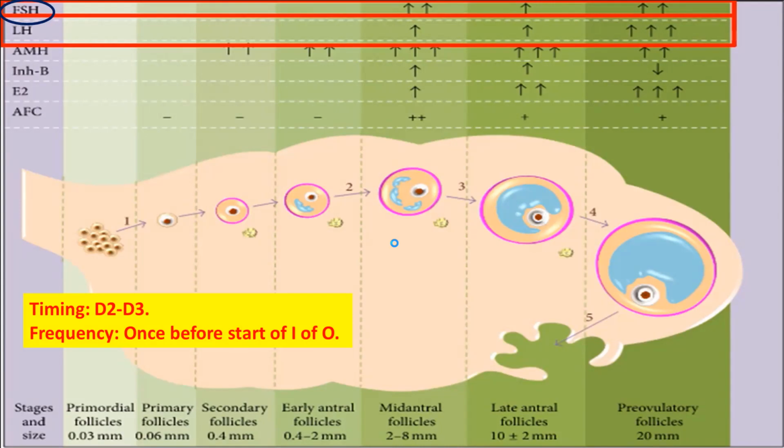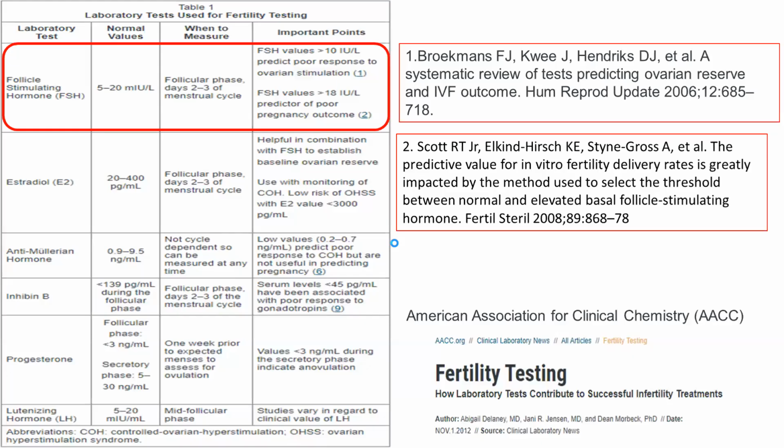And it is done once. Don't request FSH too frequently. And if it is less than 10, this is good. If it is between 10 and 15, this is borderline. If it is more than 15, this is a bad test. But FSH more than 10 predicts poor response to ovarian stimulation. If it is more than 18, this predicts a poor pregnancy outcome, as mentioned in some publications.